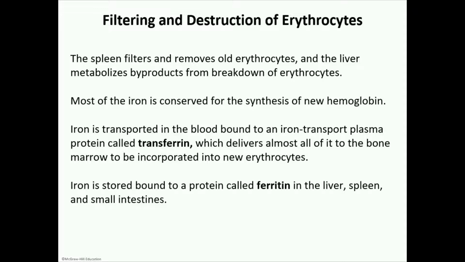Now, what happens 120 days later when that red blood cell becomes an old cell and it's going to die? The spleen is going to filter and remove all of the old RBCs, and then those damaged RBCs from the spleen will go to the liver, and the liver will metabolize them and break them down. So we'll break down that hemoglobin into heme and globin.